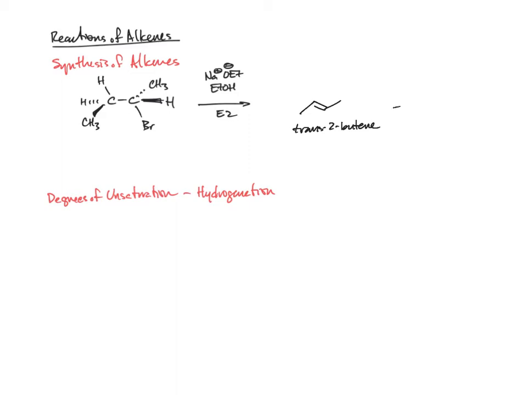So what are the other things that are formed? Sodium bromide. That's your inorganic byproduct, and then the ethanol is also produced after the abstraction.